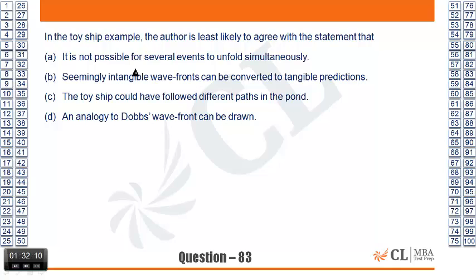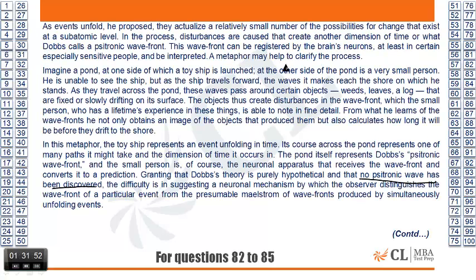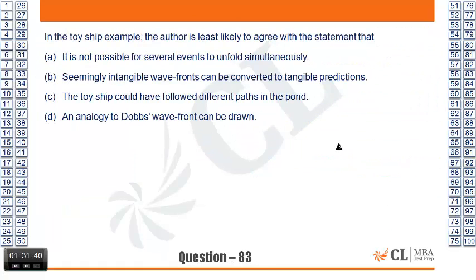In the toy ship example, the author is least likely to agree with which of the statements? Least likely. It is not possible for several events to unfold simultaneously. Let's pick that up. Toy ship unfolding in time. It occurs across the pond. It represents one of the many paths it might take. So it is not possible for several events to unfold simultaneously will be incorrect. Let's just check the others for once.